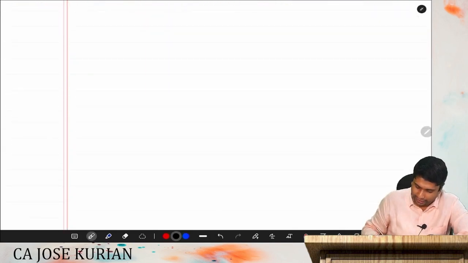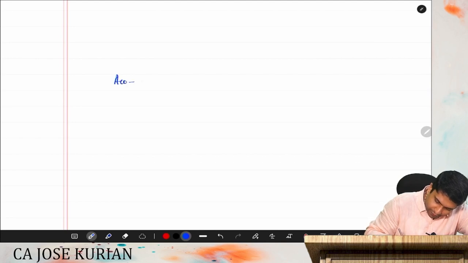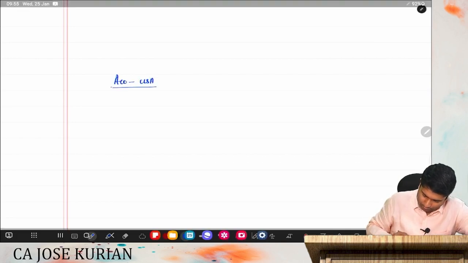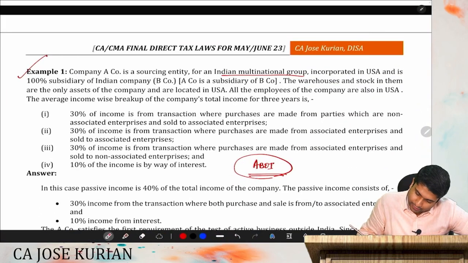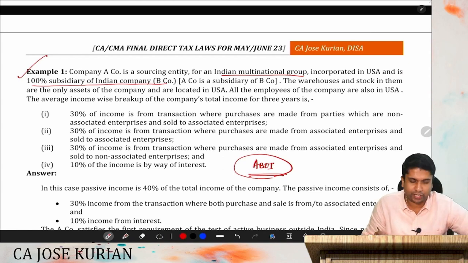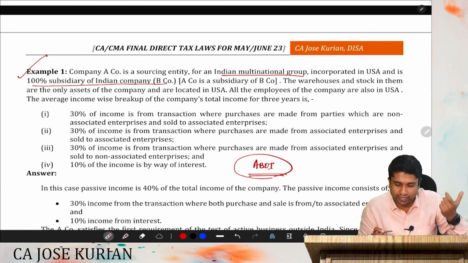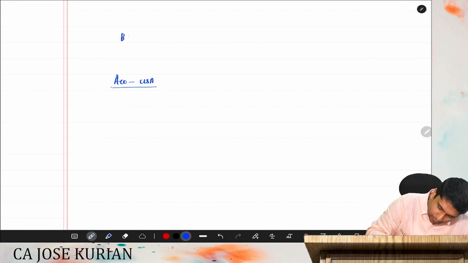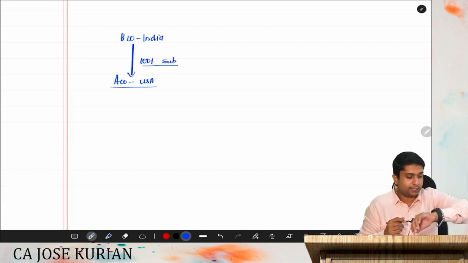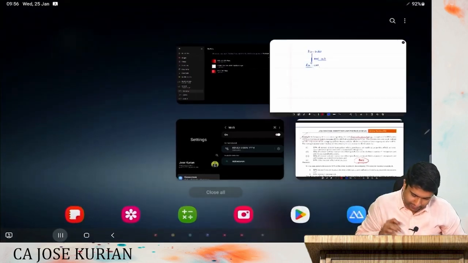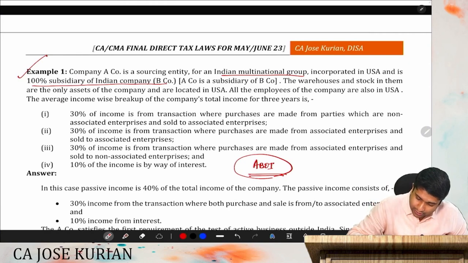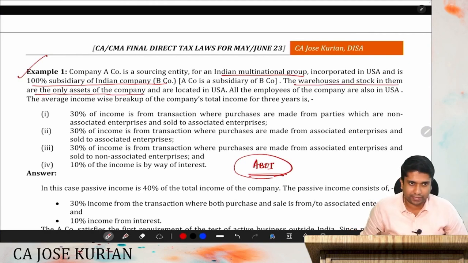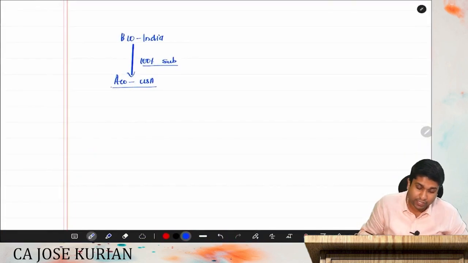So, there is a company called ACO, which is in USA. Now, what they are saying is, it is a 100% subsidiary of an Indian company, BCO. So ACO is a subsidiary company and the holding company is BCO. And this BCO is an Indian company, which holds 100% of ACO. Now, listen. What they say is, the warehouses and stock in them are the only assets of the company. So ACO's only assets are the warehouse and stock in trade.